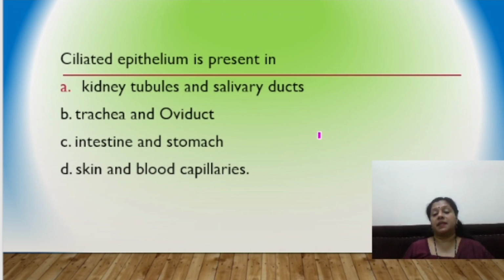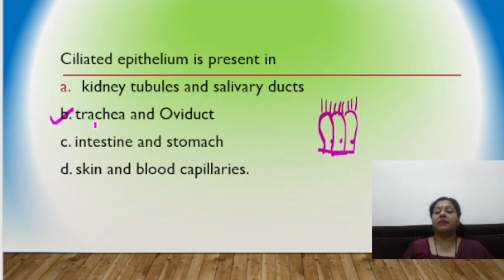Ciliated epithelium is present in. Suppose these epithelial cells, I am drawing columnar epithelium. It has got cilia present in it. We call it a ciliated epithelium. Usually they are found in the trachea. What is trachea? Trachea means our windpipe through which the inhaled air is going to the lungs. This ciliated epithelium helps in filtering the air of dust. And oviduct. Oviduct is the fallopian tube which collects the egg released by the ovary to the uterus. So trachea and oviduct have cilia for different purposes.